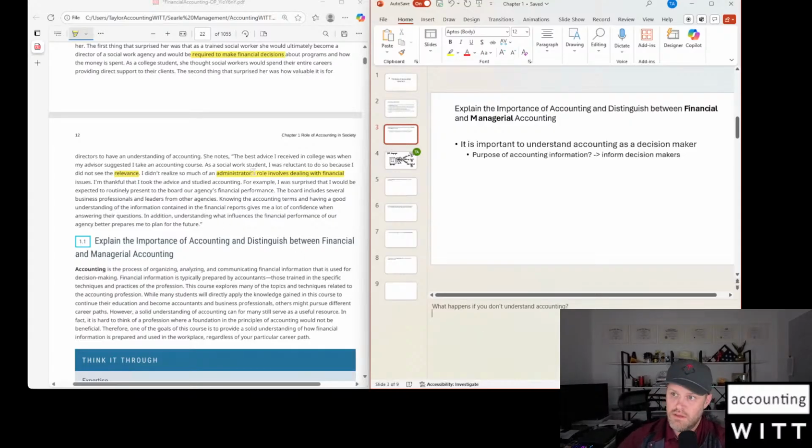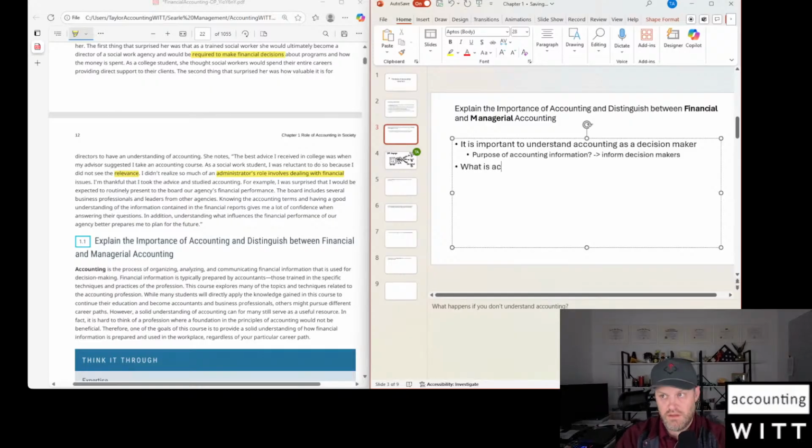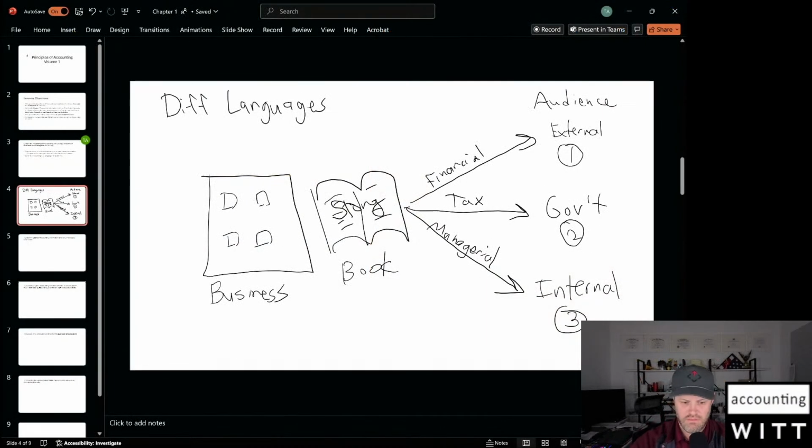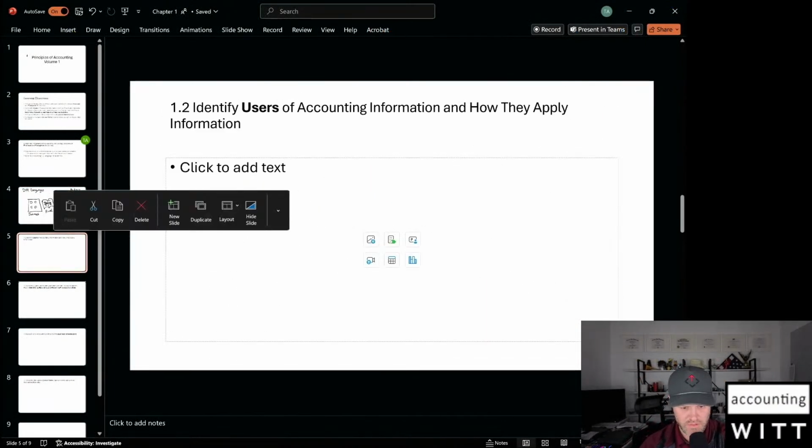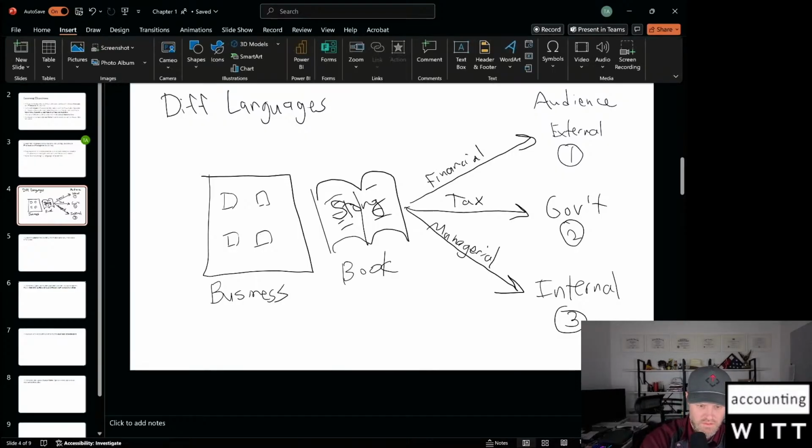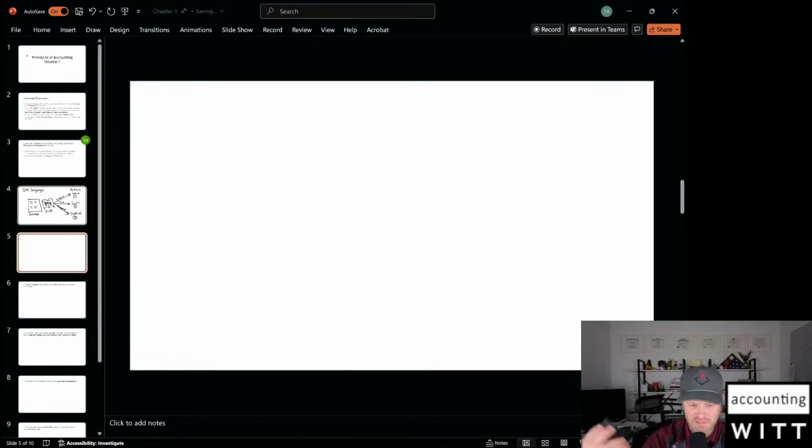Okay, well, so we've established it's important to understand accounting as a decision maker. Well, then, what is accounting? It's the language of business. What does that even mean? Well, it's just like any language. So maybe I want to really drive that point home. Like what it means to be a language.